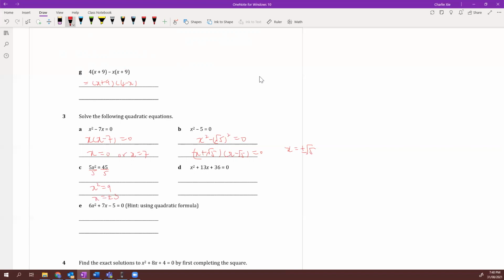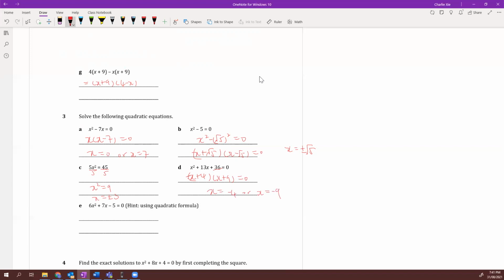The next one is x squared plus 13x plus 36. This one, let me try. It's a monic trinomial, so let's look at 36. 2 times 18, 3 times 12, but that's 15. Okay. 4 times 9, yeah, 4 times 9 works. So that's x plus 4 times x plus 9 equals 0, because 4 times 9 is 36, and 4 plus 9 is 13. So x equals negative 4 or x equals negative 9.